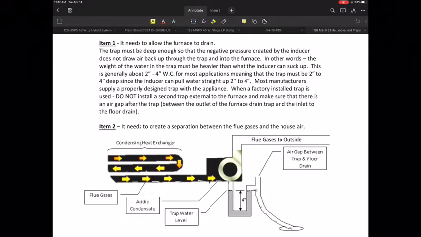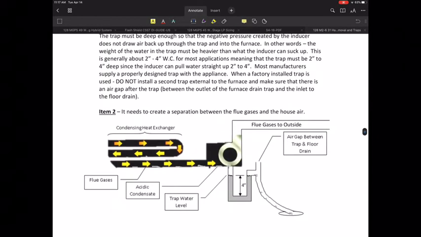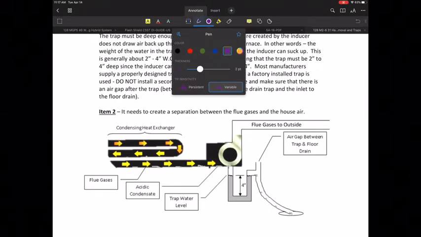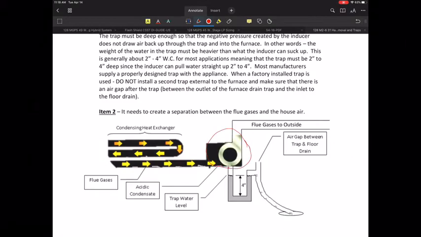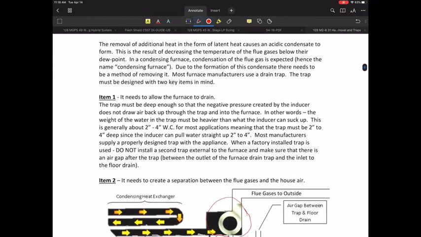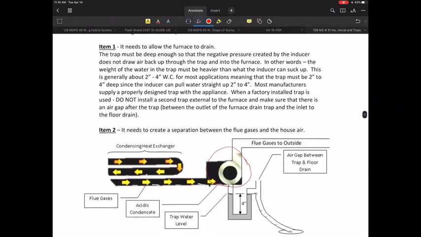So the first thing I wanted to hit on is that the furnace trap is a requirement to allow the furnace to actually drain. What you don't want is, when this inducer motor kicks in, for that particular motor to create a suction or a negative pressure, which, without a trap, would allow you to take those gases, or the air that would be in that line, and draw it from here as opposed to from here. So that's the issue that you have to be really careful with.